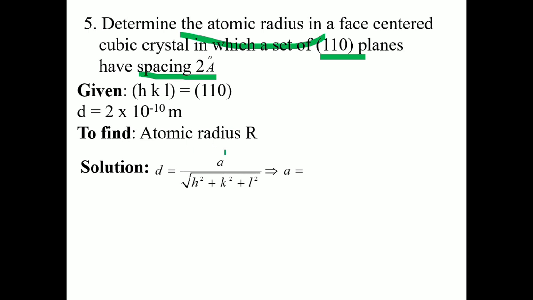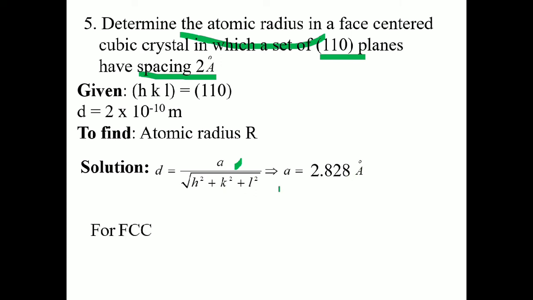So in this equation, first find out a, because atomic radius can be calculated if you know the a value, that is the lattice parameter value. Therefore, you rearrange the equation. a will be equal to d into square root of h square plus k square plus l square. d is given as 2 into 10 power minus 10 and HKL is 110. 1 square plus 1 square plus 0 square. That gives you the a value 2.828 angstrom.